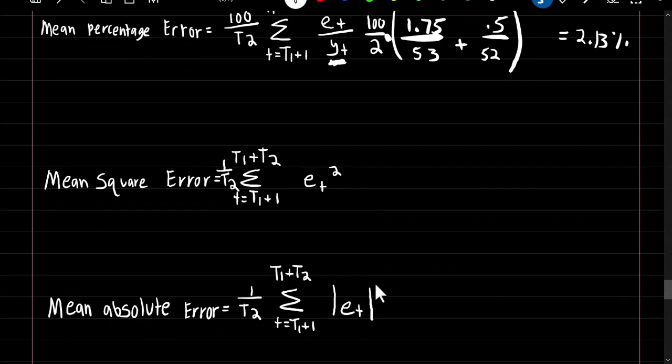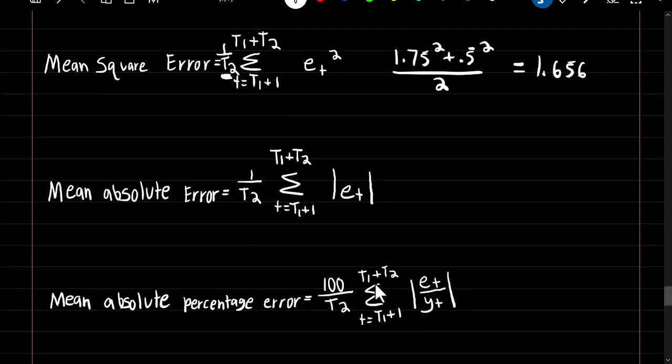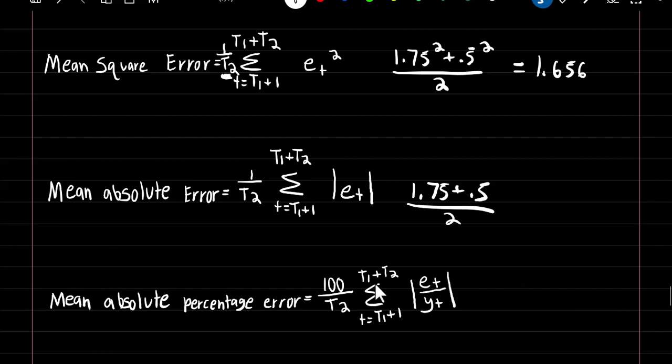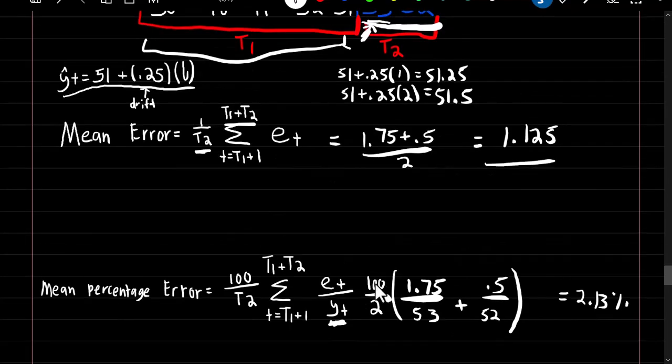Now, mean squared error. This is one we should be pretty familiar with. For the degrees of freedom, we're just going to use T2. So the errors squared are 1.75 squared plus 0.5 squared, divided by 2. And this would produce 1.656. For mean absolute error, we're just going to take the absolute value, but since both our numbers are positive, it won't change our estimate, so it's 1.75 plus 0.5 divided by 2, giving 1.125. Since all the numbers are positive, the mean absolute error is the same as our mean error.